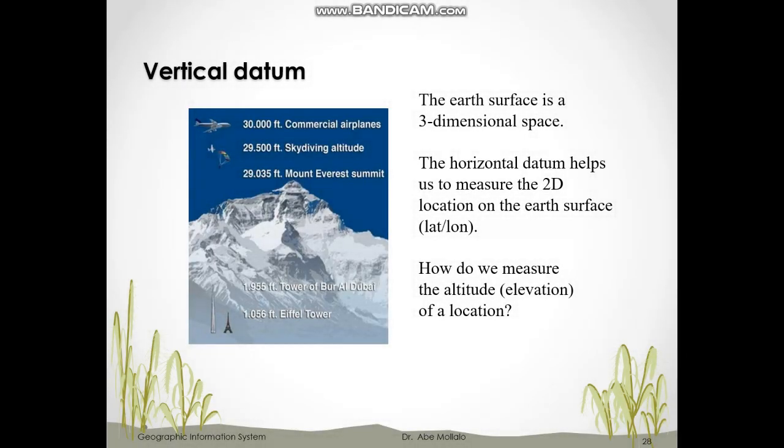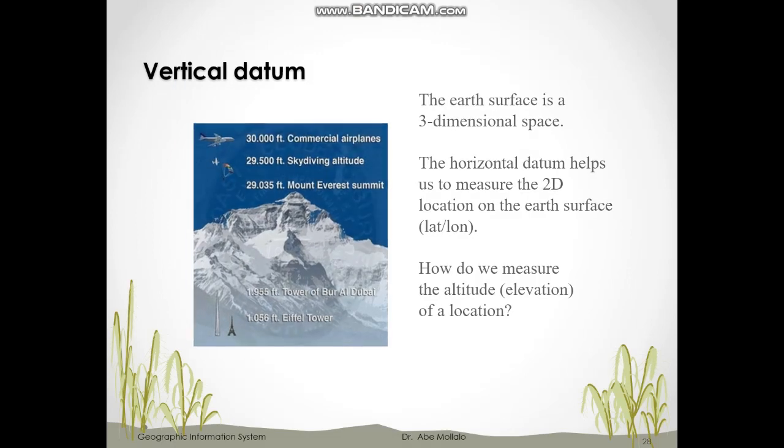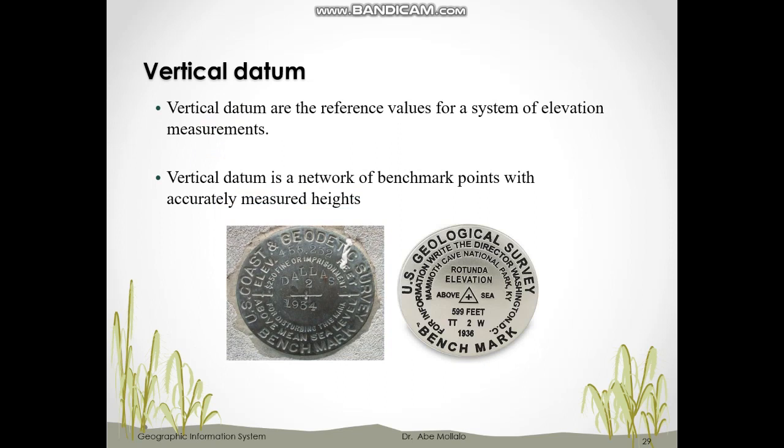We know the Earth's surface is actually a 3D surface, but a horizontal datum only helps you measure the 2D location on the Earth's surface, which is a pair of latitude and longitude. Latitude corresponds to the Y component, and longitude corresponds to the X component. So the question is, how do you measure elevation for a location? In this case, we should use a vertical datum. And a vertical datum is the reference to measure elevation. It's a network or set of benchmark points with very accurately measured heights.